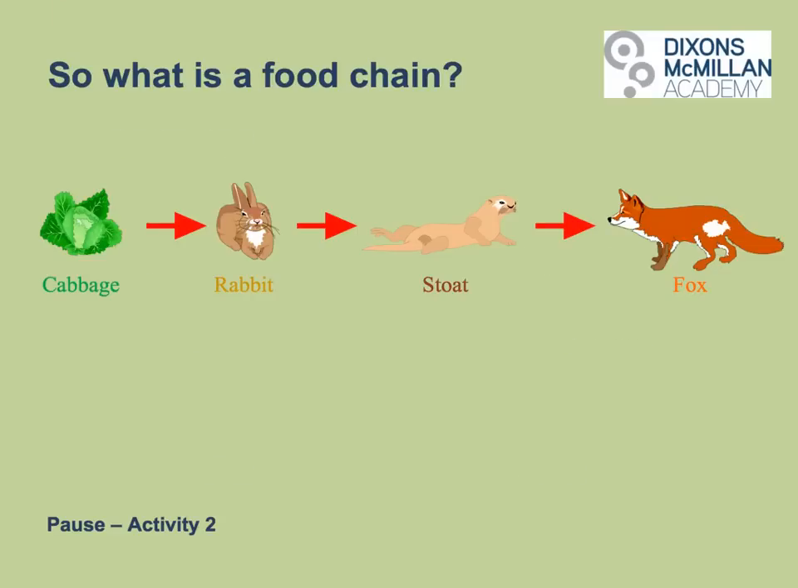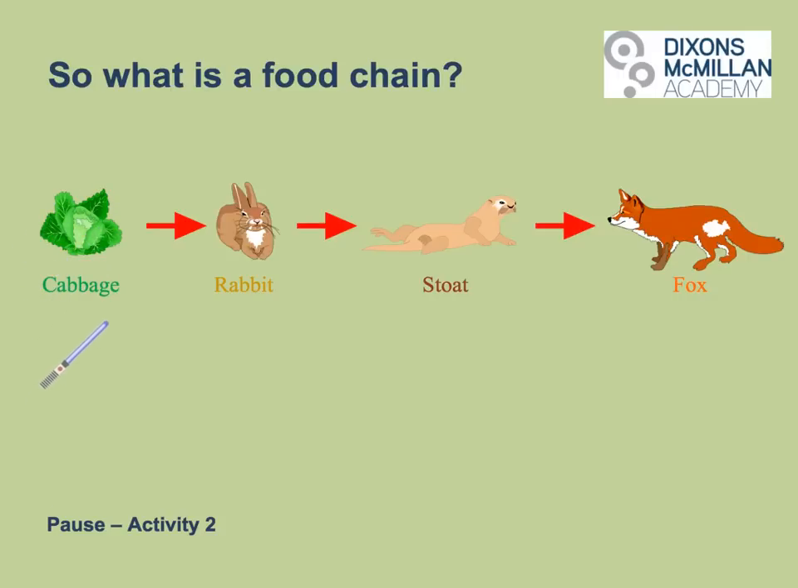So the first main part of this lesson is what is a food chain? So you should have an idea about these from primary school, but just to refresh your memory, you have at the start of every food chain something that is known as a producer. So in this food chain, that is the cabbage.